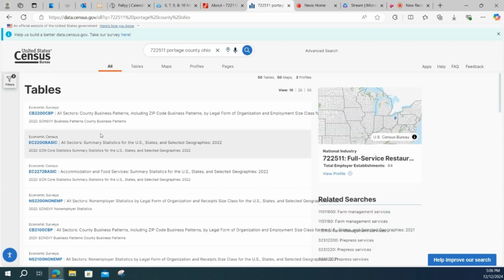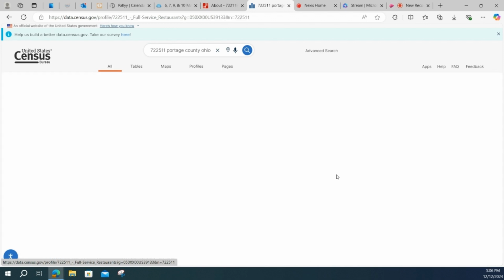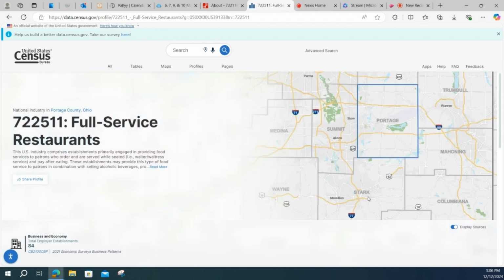This is a little overwhelming. The tables on the left, I would ignore for a minute, and I would instead refer to the map, right? So I'm going to get information from Portage about full service restaurants, and I can see already that there are 84 establishments in Portage County that fall under that code, as being a restaurant. And I can also see the surrounding areas that I can go back and do another search for. So I could see Cuyahoga and compare that to Portage. Cuyahoga's got a lot more cities in it, so they probably have a lot more restaurants, different statistics to use.